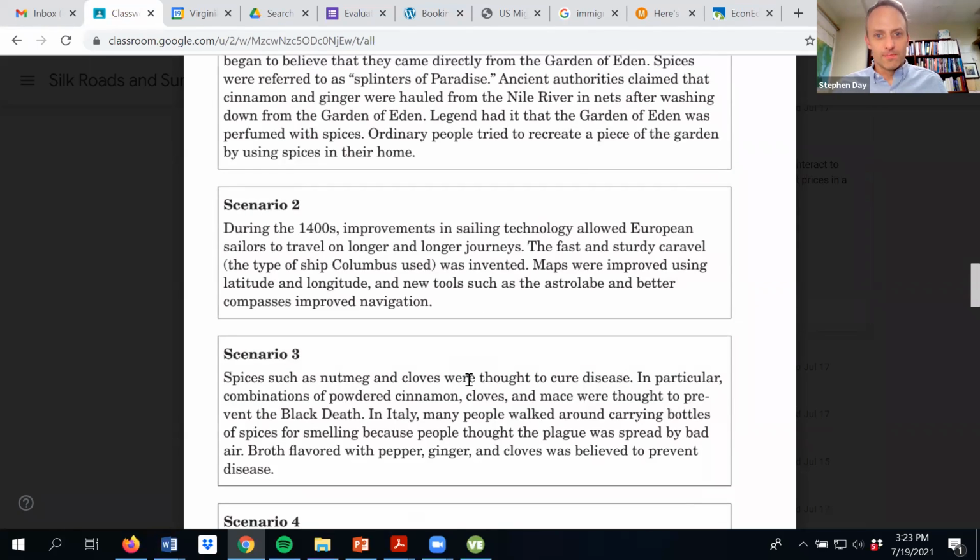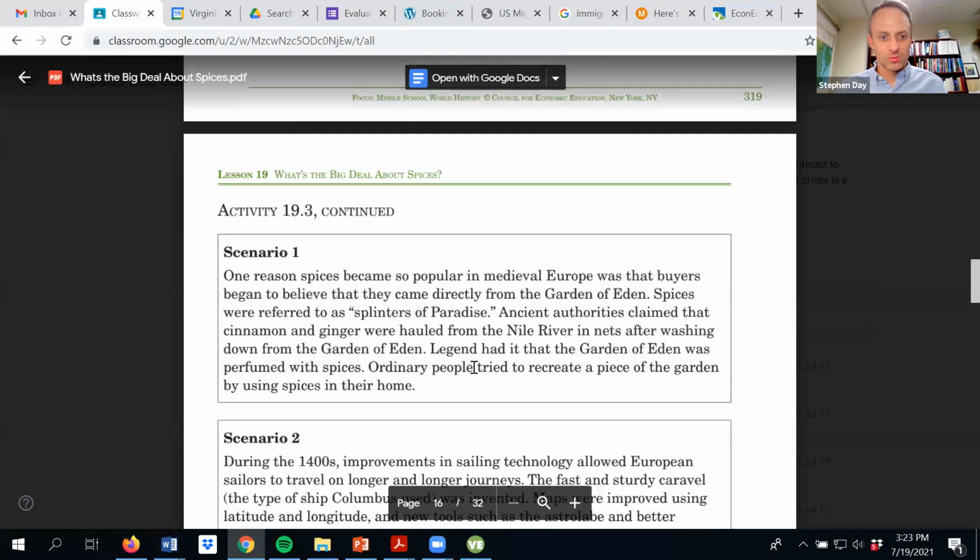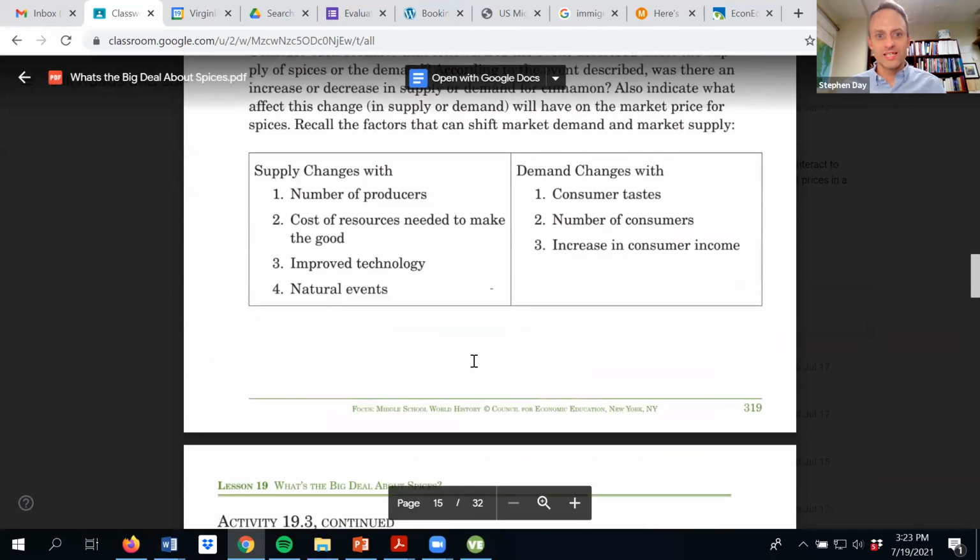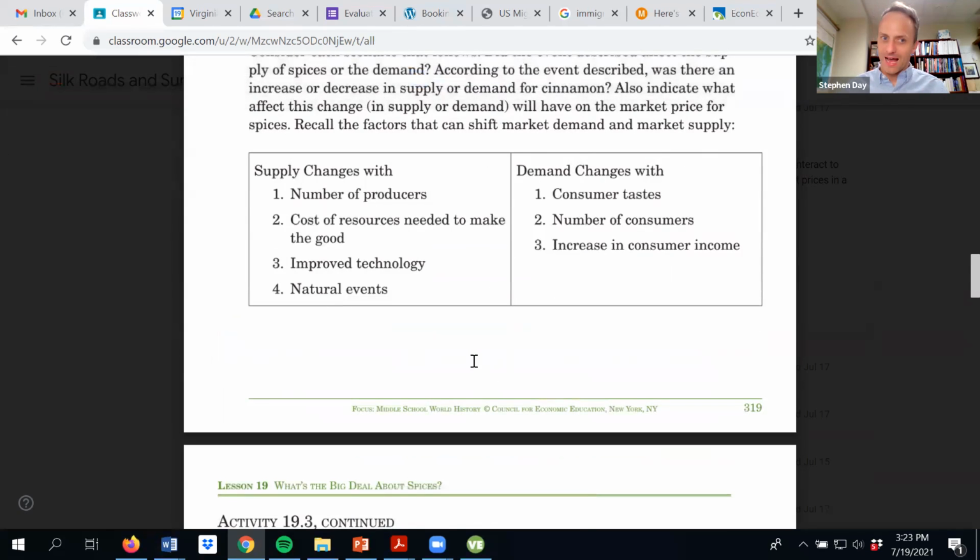And crucially improved guns, right? Their gunpowder weapons became much more effective as well. So does that have to do with supply, that is number of producers, cost of resources, improved technology, or natural events? Or is that a demand side thing? Tastes, number of consumers, and income? What would you say? Connected to supply. Yeah, because of which one of those?